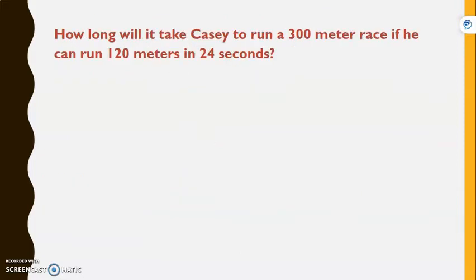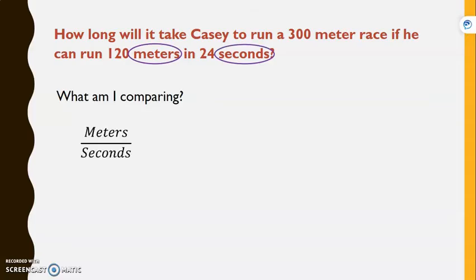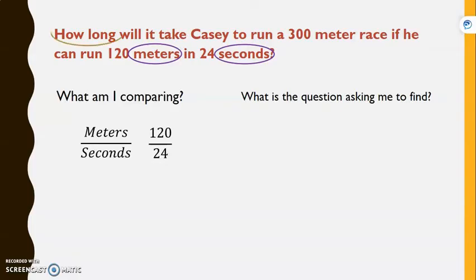Let's look at one more. How long will it take Casey to run a 300-meter race if he can run 120 meters in 24 seconds? This one's a little tricky because the rate comes second. So what am I comparing? Meters to seconds. So I'm going to write that as a fraction, meters over seconds. Now let's write the rate, 120 meters over 24 seconds. Now what is the question asking me to find? How long? That's time. So really what's missing this time is the seconds. It says 300 meters. So since I put meters on the numerator, meters have to stay on the numerator over here.